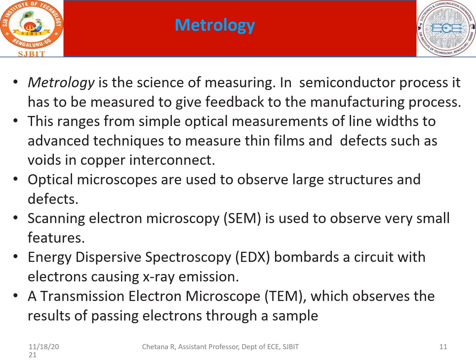Next we have optical microscopes. They serve for large structures and help us to find out the defects. Next you have scanning electron microscopy, SEM, which is used to observe very small features. Next we have EDS, energy dispersive spectroscopy, which bombards a circuit with electrons causing X-ray emission. So these are all microscopic dimensions to be measured. It is normally a bombardment of electrons, an electron gun being projected, and that has to be measured. Similarly, we have TEM, transmission electron microscope. This observes the results of passing electrons through a sample.